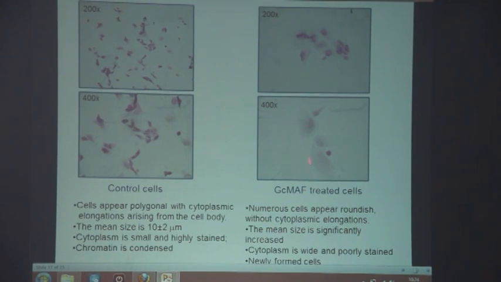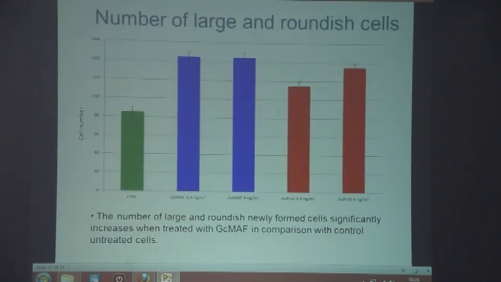We have to observe that this kind of cells are present also in the control cells, but the difference is that in Gcmaf treated cells, the number of these big cells increases. Here there is a histogram of the number of large and roundish cells. You can see that the number of these newly formed cells significantly increases when treated with Gcmaf in comparison with control untreated cells.